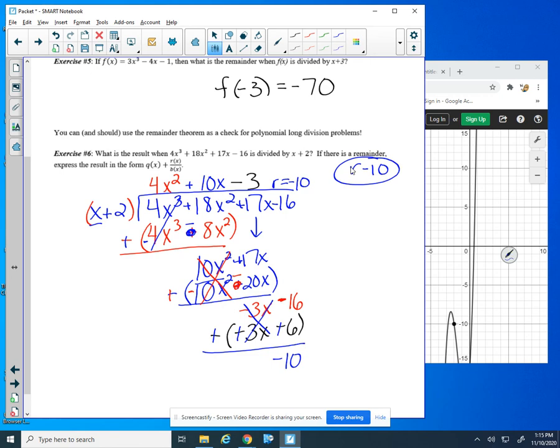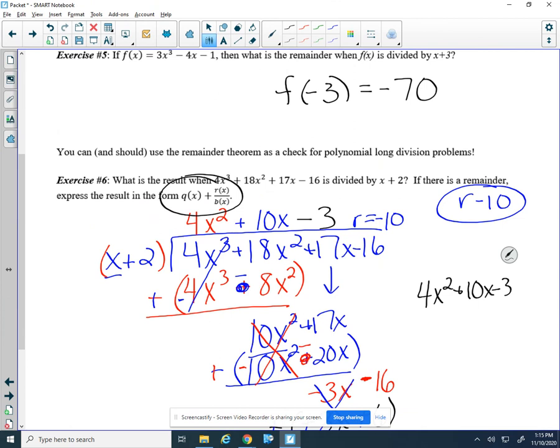So this question also asks to write it in that quotient remainder form. So my answer is 4x squared plus 10x minus 3. Make this a little bigger so I can get that in there. And then my remainder is -10, so plus -10 over x plus 2.